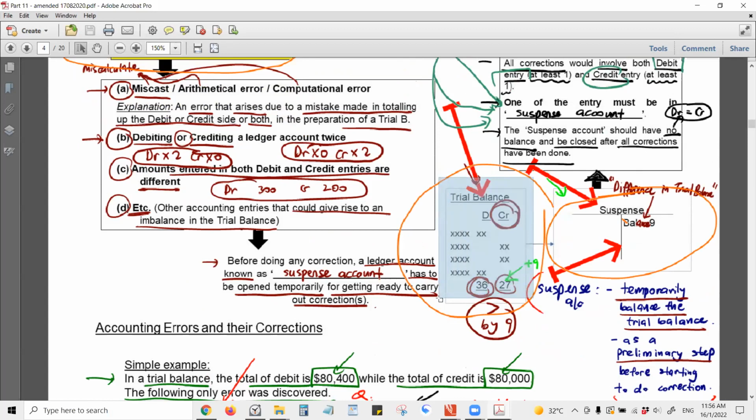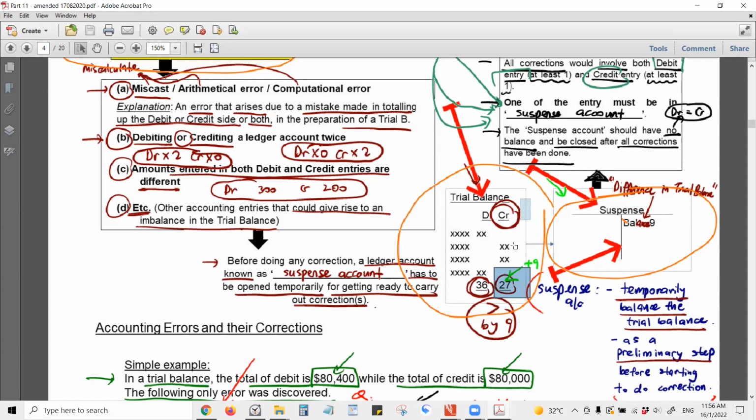When the trial balance is imbalanced, you focus on the side with a lower number. Focus on either the debit or credit column with the lower number. So in this case, the credit side is smaller by 9 compared to the debit total, right? It's 27. The total debit is more than the total credit by 9. And then you open a suspense account, you put a 9 on the credit side because you have to top up another 9 to make it the same as 36.